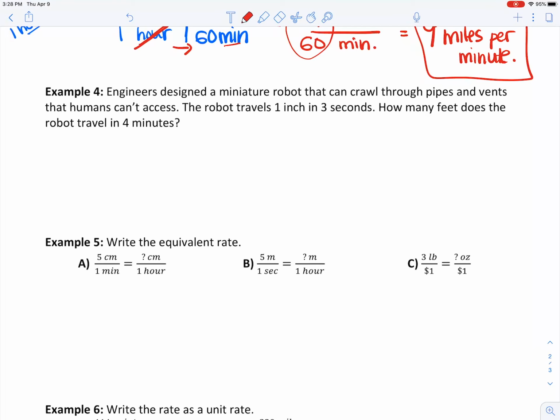Okay, example 4 says engineers designed a miniature robot that can crawl through pipes and vents that humans can't access. The robot travels 1 inch in 30 seconds. How many feet does the robot travel in 4 minutes? Okay, so I'm going to start with what I know. It's going 1 inch in 3 seconds.